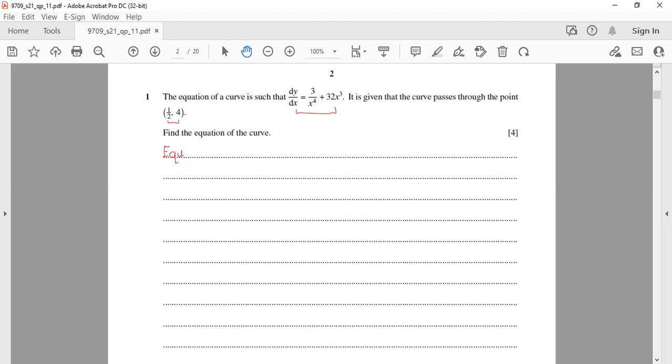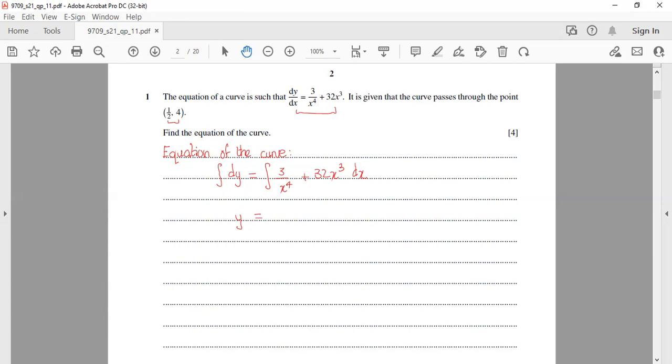So I will write equation of the curve will be integral of dy is equal to integral of 3 over x to the power of 4 plus 32x cubed dx. Donc, quand on integrate dy, I will have y is equal to, so integral of 3 over x to the power of 4. Donc, comment on peut intégrer ça? 3 over x to the power of 4 is same as 3x to the power of minus 4.